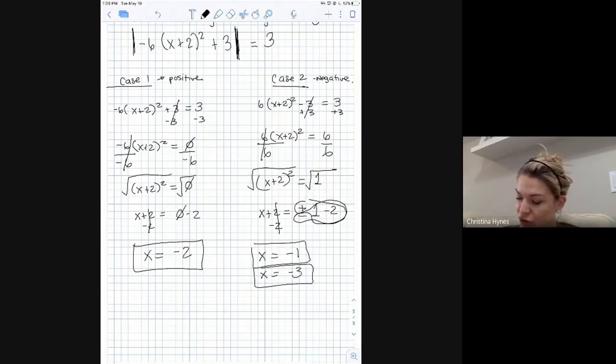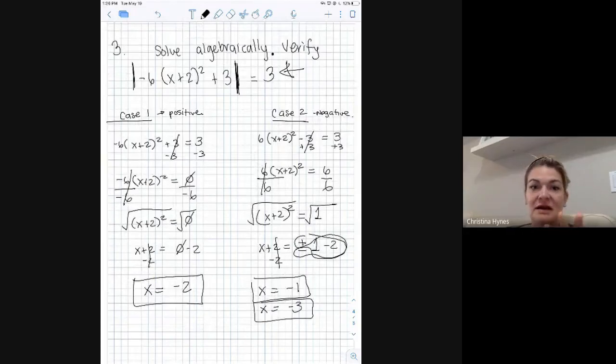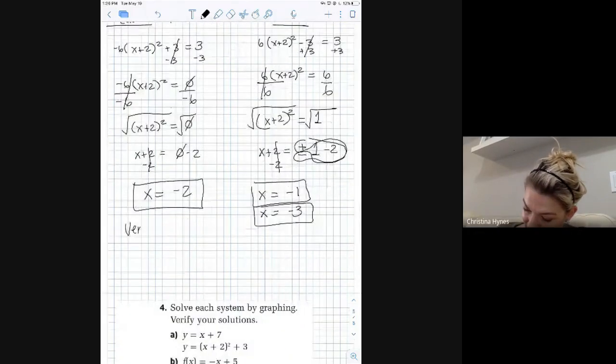Okay, so now we're going to check our answer. To check our answer, you're going to plug it back into the original question to see if the left side actually does equal 3. If it does, you're good. Okay, if it doesn't equal 3, then that means those are called extraneous solutions. Okay, so this is our verifying.